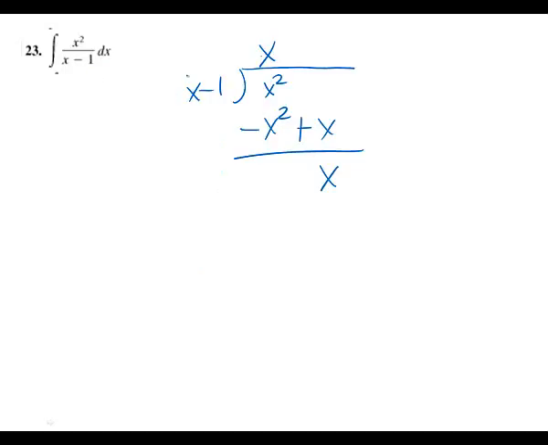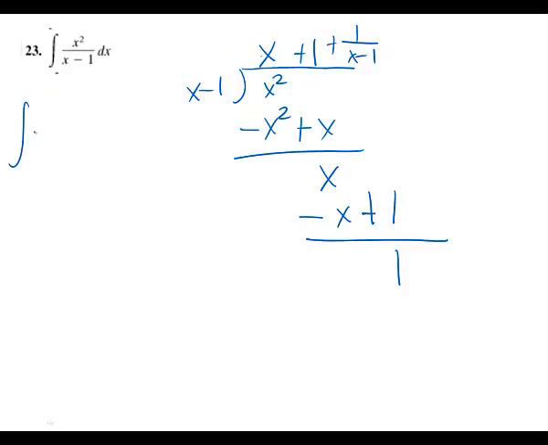All right. How many times does x go into x? Once. And then you distribute through and you get x minus 1. And then what do we do to the signs? Switch them. And then what's left over? 1. So I put 1 over x minus 1. That's what we now integrate. So now we integrate x plus 1, plus 1 over x minus 1 dx.